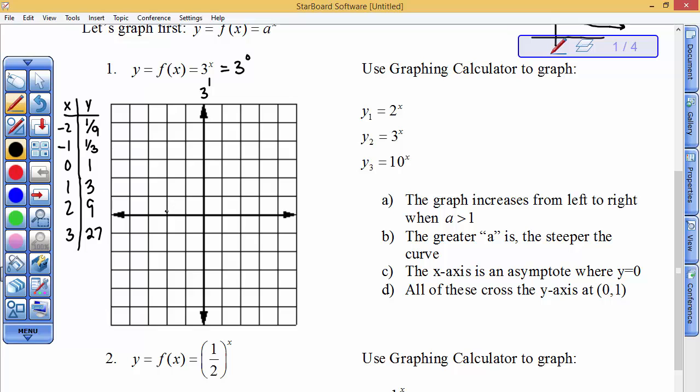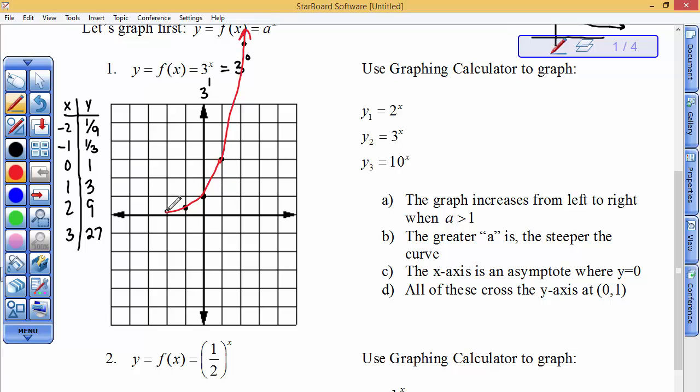So I'm trying to just have it be above the x-axis. When x is a negative 1, y is 1/3. When x is 0, y is 1. That's a very common ordered pair as long as you just have a base raised to a power. When x is 1, y is 3, and when x is 2, y is about right here, 9. So I'm going to draw this in red. Here's the exponential growth curve where I have a 3 as my base.